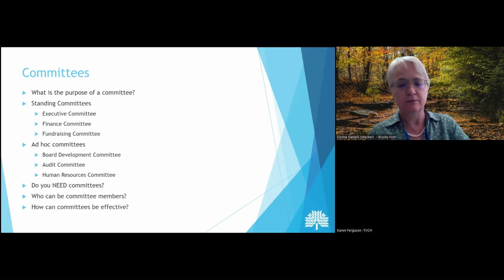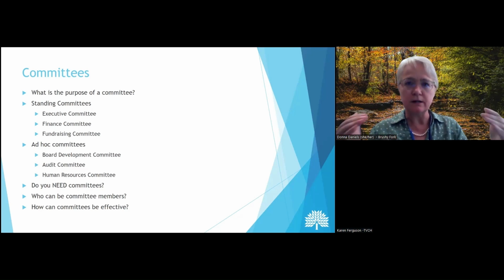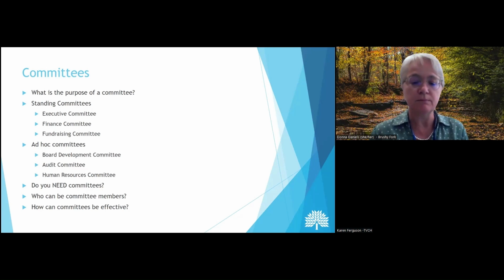And so what is the purpose of a committee, of course? Well, every committee needs a charge, and the charge outlines the purpose of the committee. These committees are really vital tools to get the work done on boards. The board as a whole is not going to be able to get every bit of very concrete work done that the board needs to accomplish. And so committees allow the boards to increase that productivity.